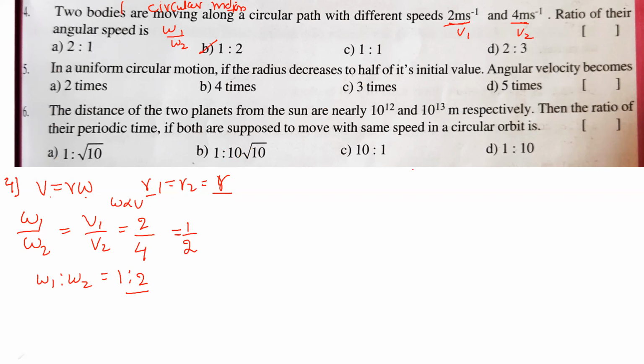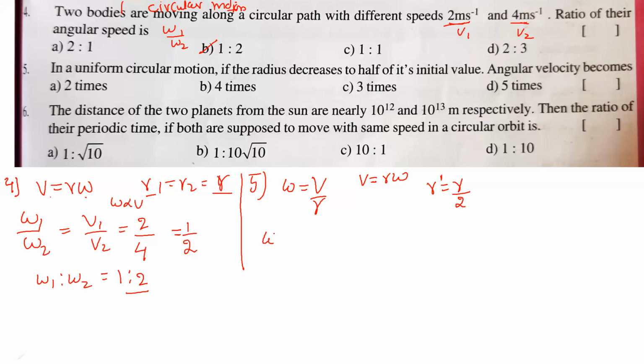Let us see the next problem. See, in this problem 5, what you need to keep in mind is that in uniform circular motion, the radius decreases to half of the initial value, then angular velocity becomes? So one thing you need to understand here, in case of uniform circular motion, the angular velocity formula is given by omega is equal to V by R. Since V is equal to R omega, right children, we can take omega is equal to V by R. And here they given the radius is half of its initial value. So R prime is equal to R by 2. Okay, R prime is equal to R by 2.